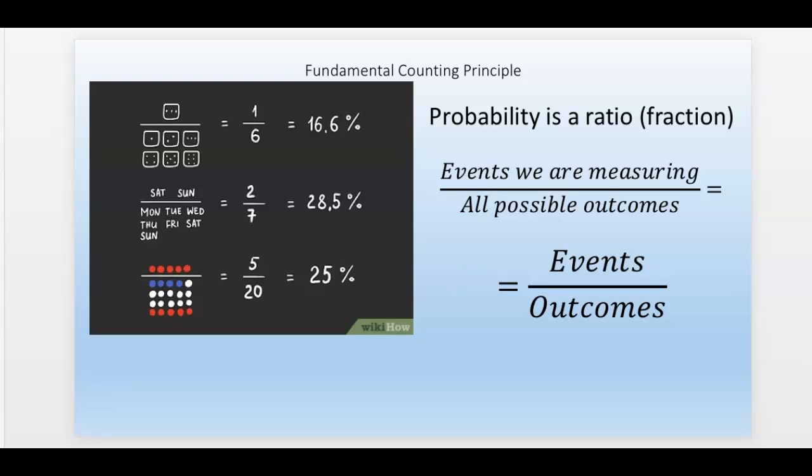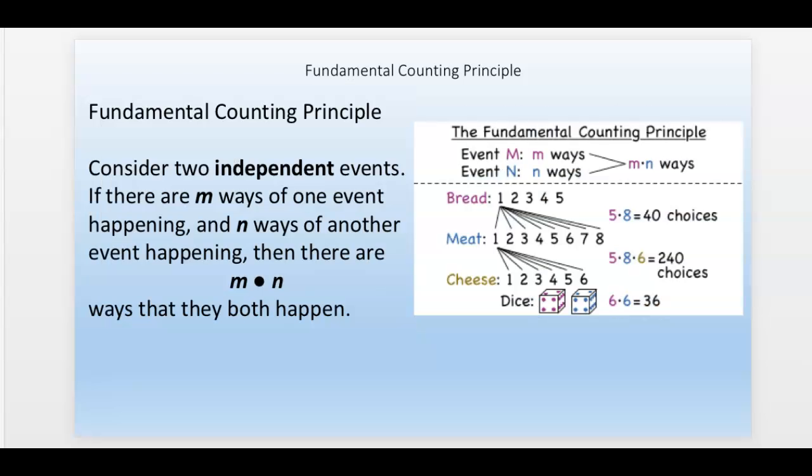Just to review, remember probability is a ratio, a fraction of two numbers. It's all the events we are measuring over all possible outcomes. Sometimes it's hard to count how many events there are and how many outcomes there are, so we have different techniques to learn how to count things. The one we're going to talk about today is the fundamental counting principle.